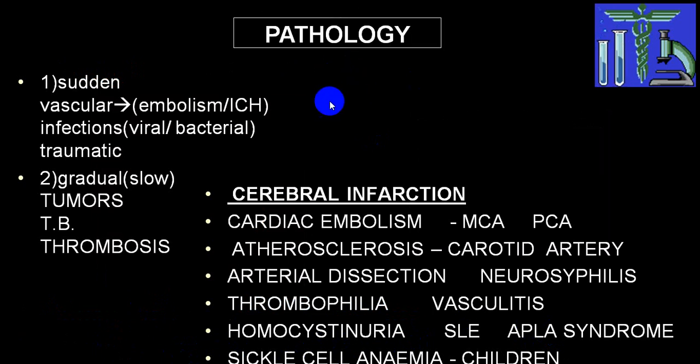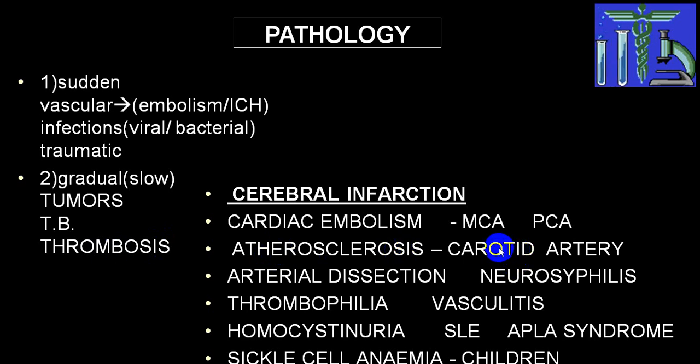As far as pathology is concerned, we know that in embolic stroke, the onset is acute. Intracranial hemorrhage, it is acute, while in case of thrombosis, it is gradual. We already mentioned some of the common sites from where you get the thrombus formation. The thrombus formation is most common at the atherosclerotic site, and the commonest site being the carotid artery.